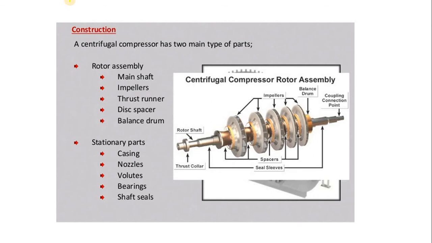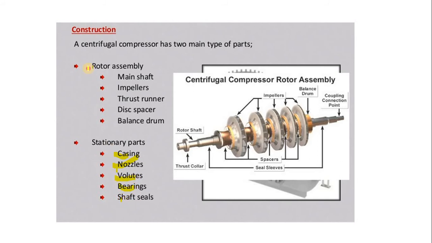So these are some important auxiliary parts of that particular centrifugal compressor. In the rotor assembly, the main shaft is there, impeller is there, stressed runner is there, disc spacer is there, balanced drum is there. Similarly, the stationary part consists of the casing. The diffuser is nothing but the nozzle. Keep in mind that the main function of the nozzle or the diffuser is to convert kinetic energy into pressure energy. The volute is nothing but the casing, bearing is there, then shaft seals are there.